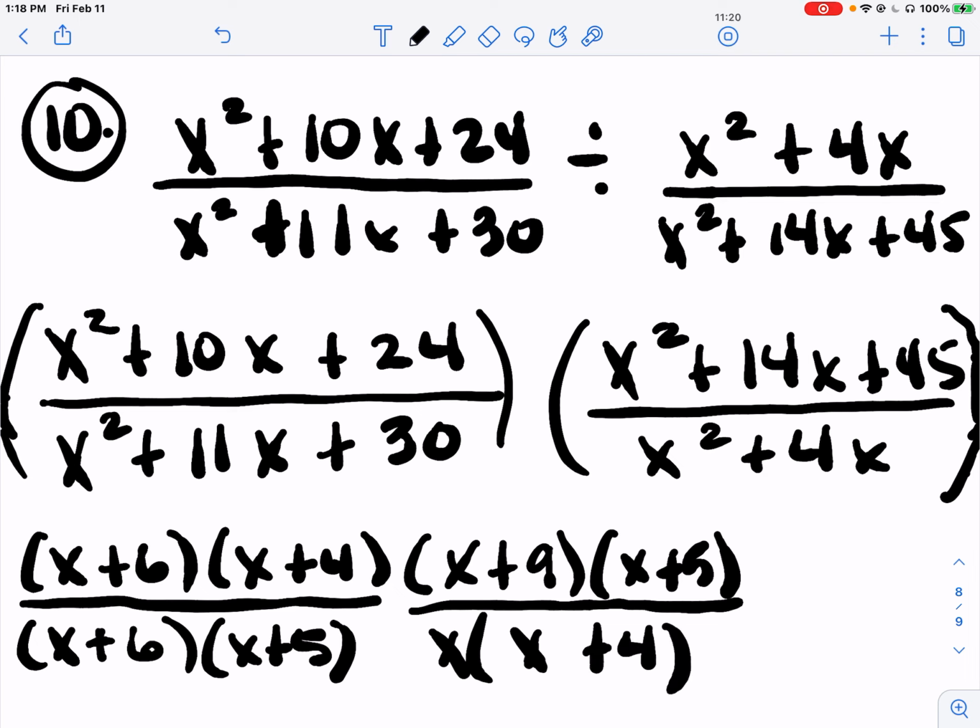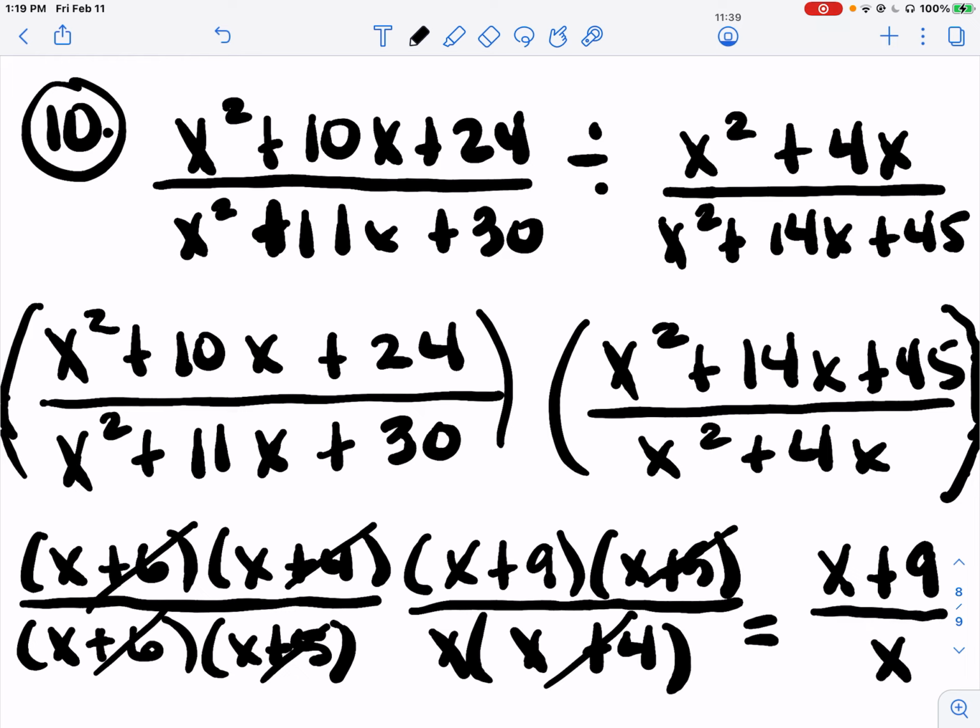Okay, now we're going to look for what can divide out, cancel out. We've got these x plus 6's, x plus 4's, and x plus 5. So our final answer is x plus 9 is on top and x is on bottom. And that's the end of our review.